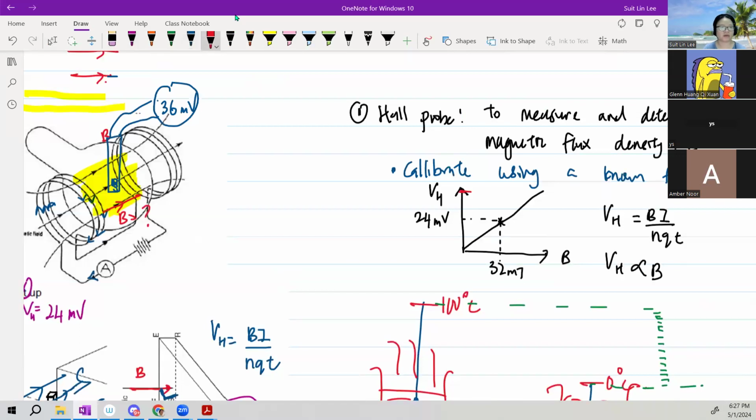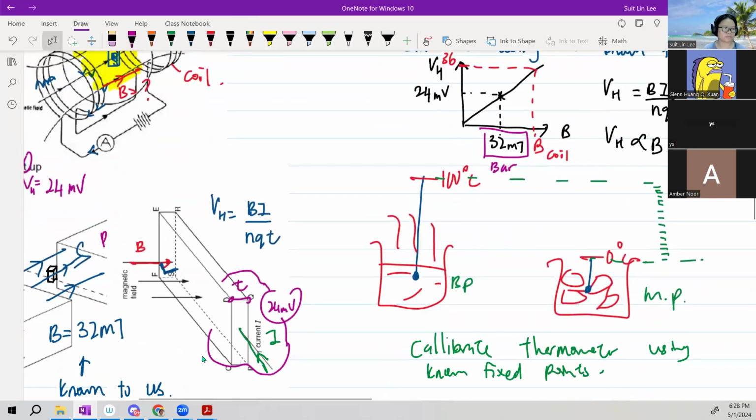Well, you go and find 36 on your graph lah, then you dot, dot, dot across. This will be your B of your coil. This is the magnetic field of the bar. Bar would be this one.